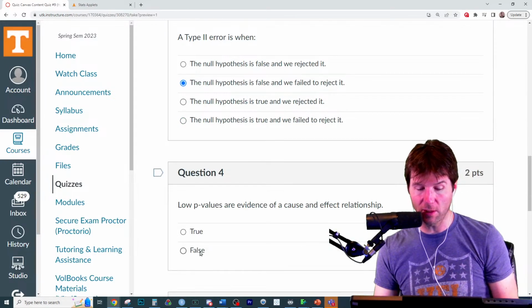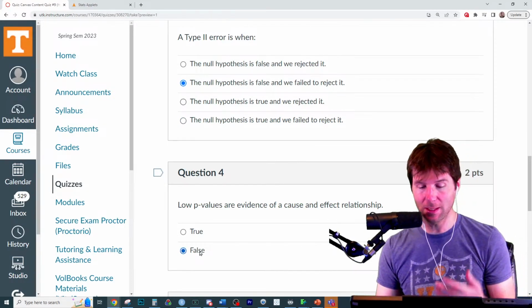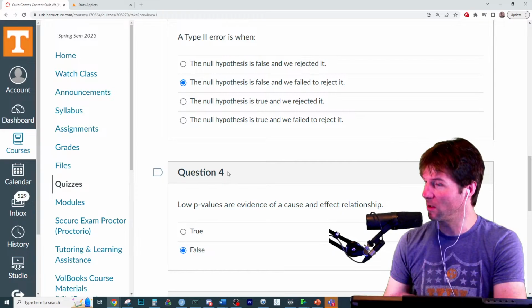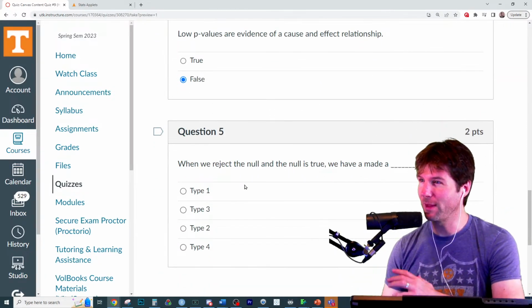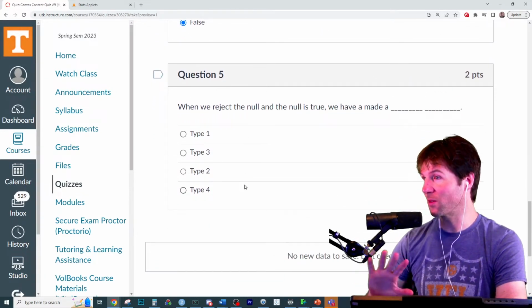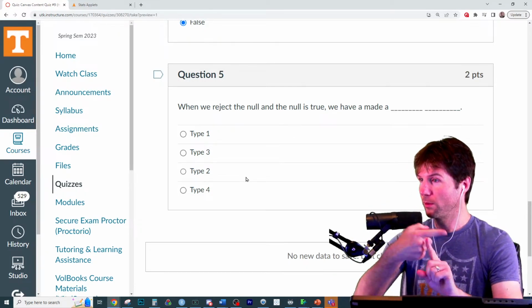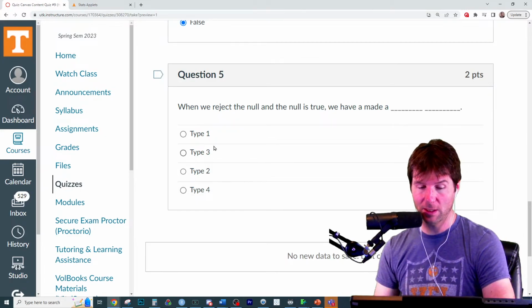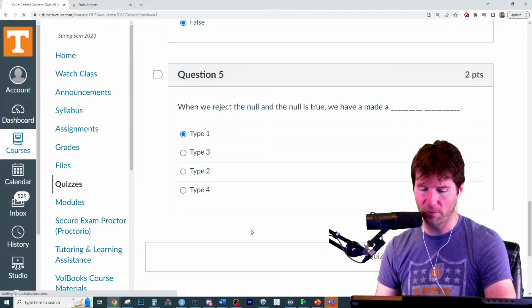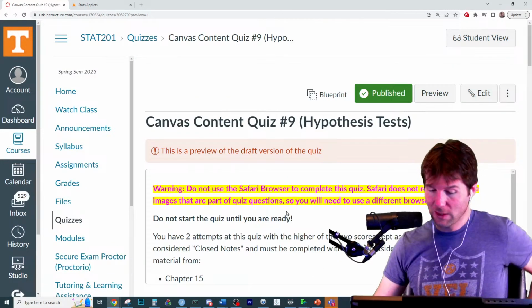And low p-values are evidence of cause and effect. We never say cause and effect are proven in statistics unless we're doing design of experiment, which we don't teach in this class. That can be good evidence of cause and effect, but that's a different class, different day. When the null is true and we reject it, that's a type 1 error. We don't have type 3 and 4 as far as I know. Never talk about those.